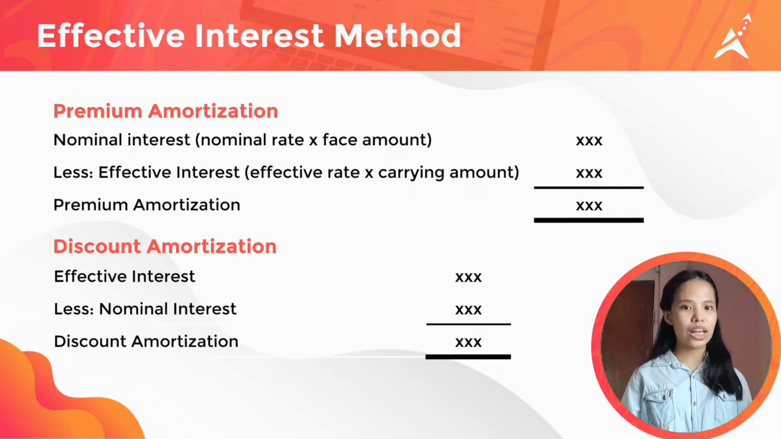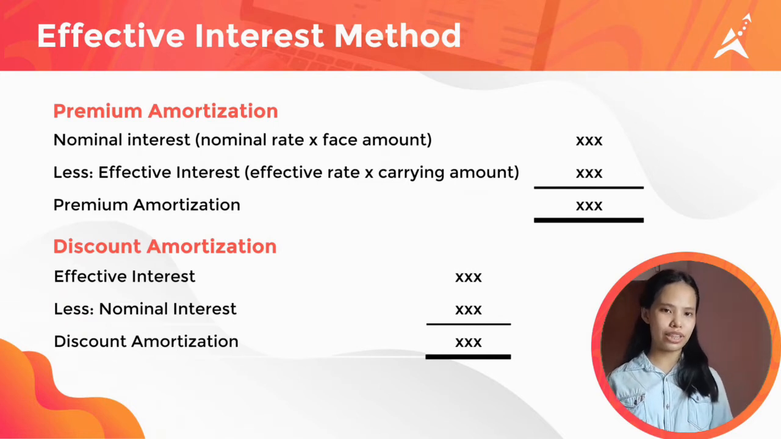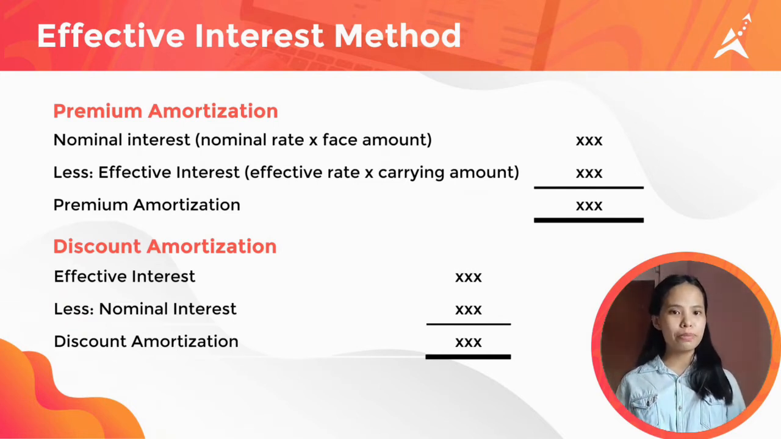Please take note that the carrying amount of the bonds changes every period as the amount of premium and discount is amortized periodically. Now we know how to find the nominal and effective interest. So to find the premium amortization, just subtract the nominal interest and effective interest. While in discount amortization, it is effective interest minus nominal interest.